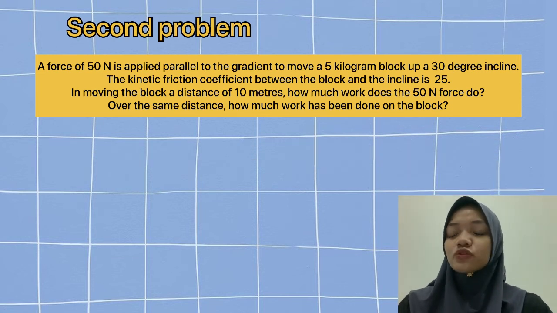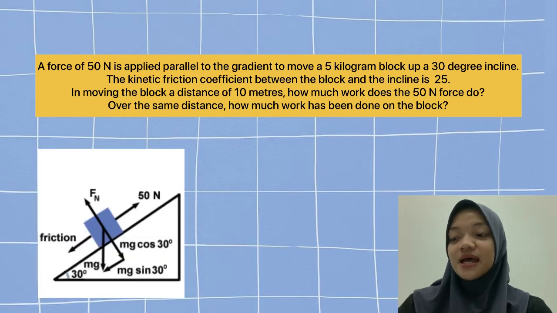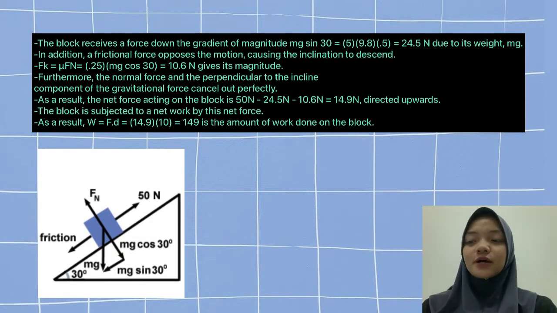So next, finding the total amount of work done on the block is more difficult. The first step is to determine the block's net force. In order to accomplish the question, we create a free body diagram as shown in the figure on the screen. The block receives a force down the incline of magnitude mg sin 30. So after that, we multiply 5 by 9.8 and by 0.5. So it is equal to 24.5 Newton due to its weight, which is mg sin 30.